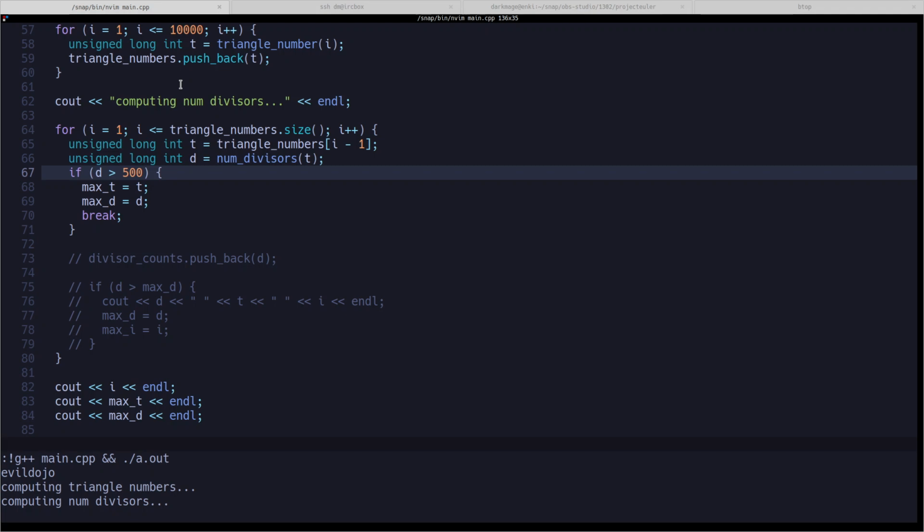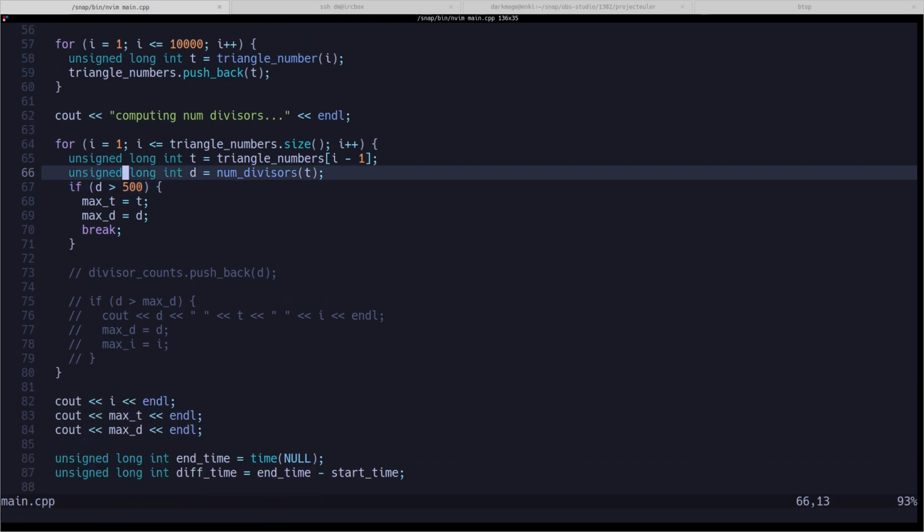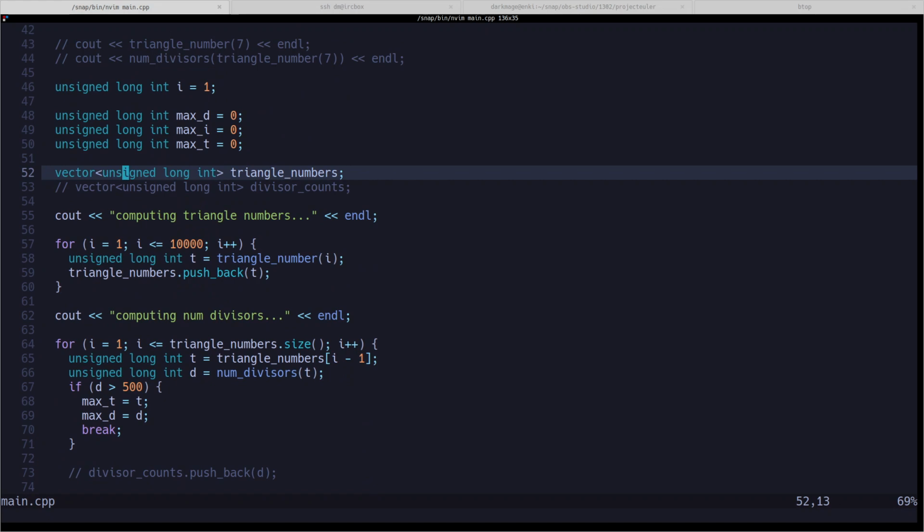But we're also not going to know if it's the actual max T. Well, we will, because it'll be 0 if it didn't ever hit that if statement. Oh my god, it didn't find anything. It ran for 5 minutes and it didn't find anything.